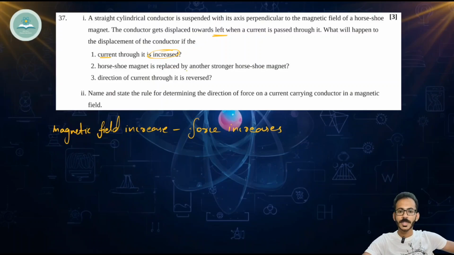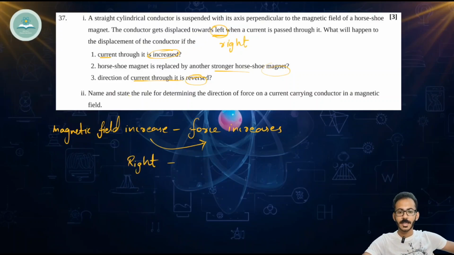Horseshoe magnet is replaced by another stronger horseshoe magnet. So here we are increasing the magnetic field. Again, when the magnetic field is increased, force will increase. So in the second question also, the magnetic field is increasing, so the force will increase. Next one, direction of the current is reversed. If the direction of current is reversed, everything reverses. So the conductor which got displaced towards the left side will now get displaced towards the right side.